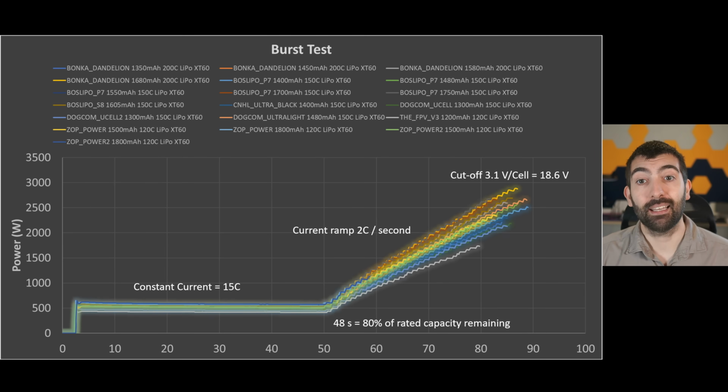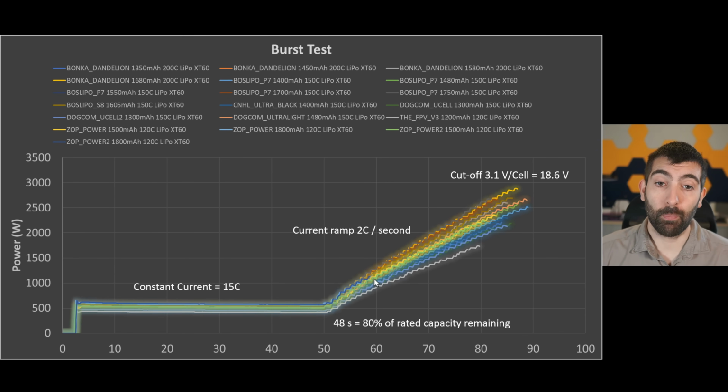The longer a pack can continue along that ramp, the higher the effective C rate of the pack. So if you've got a pack that's coming out here, you know, 88, 89 seconds, that's doing much better in terms of effective C rate than a pack that's finishing at, you know, only 58 seconds.